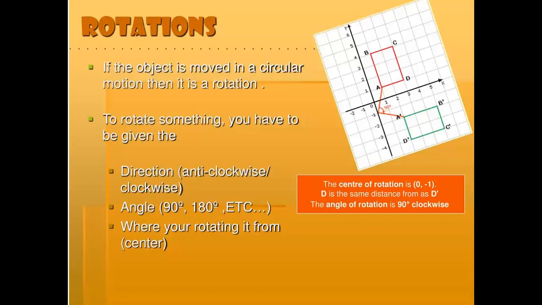So these are additional information with regards to rotations. Will you please read, Prao, this one? Read this one first. If the object is moved in circular motion, then it is a rotation. Circular motion. That is one.